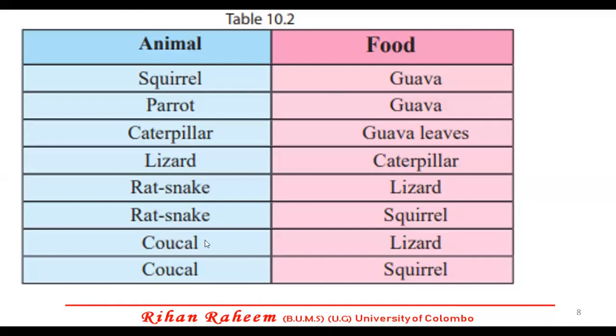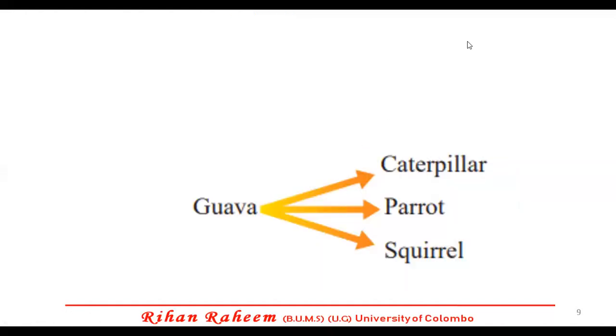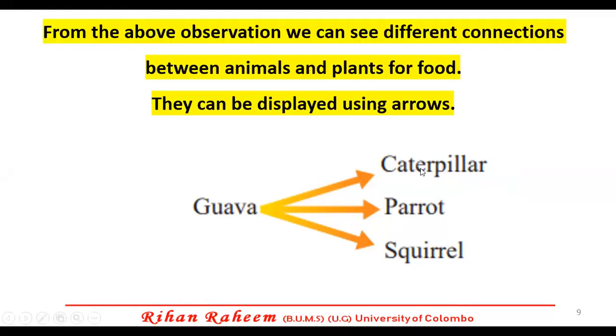Now here, cockle, they have given an example, cockle. You all don't know cockle. So I will show the picture of the cockle. Okay, good. So to eat this guava fruit or the guava leaf, the caterpillar is coming, the parrot is coming, the squirrel is coming. So we know that. From the above observation, we can see connection between animals and plants for food.